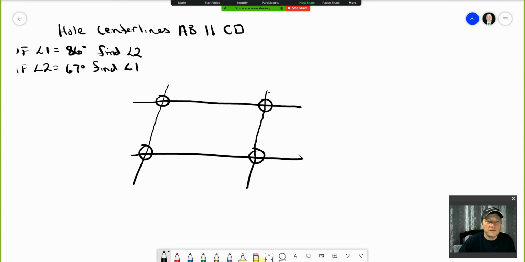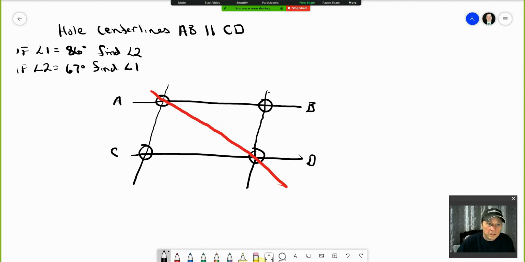Okay, so this is line AB, and this is line CD. Okay, and you know what, maybe, let's see, we'll do this here. I'll draw our next line. Oops, that's no good. We'll draw our next line here.